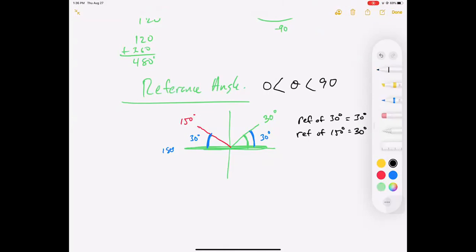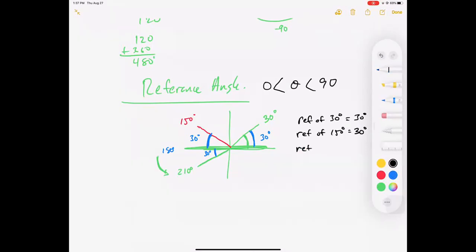Let's give you guys another one. What if I take the angle 210 degrees? 210, isn't that a little bit over 180? Well, how much over? It's going to be over by 30 degrees. Thank you. 30 degrees. So that's my reference. So the reference angle, oops.